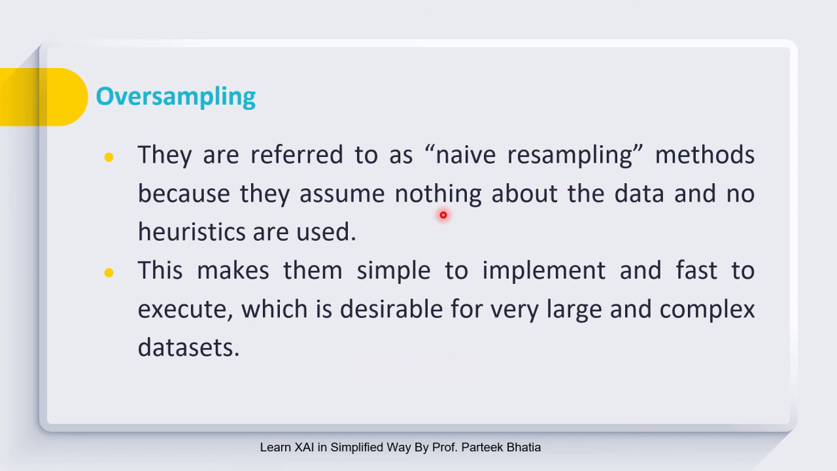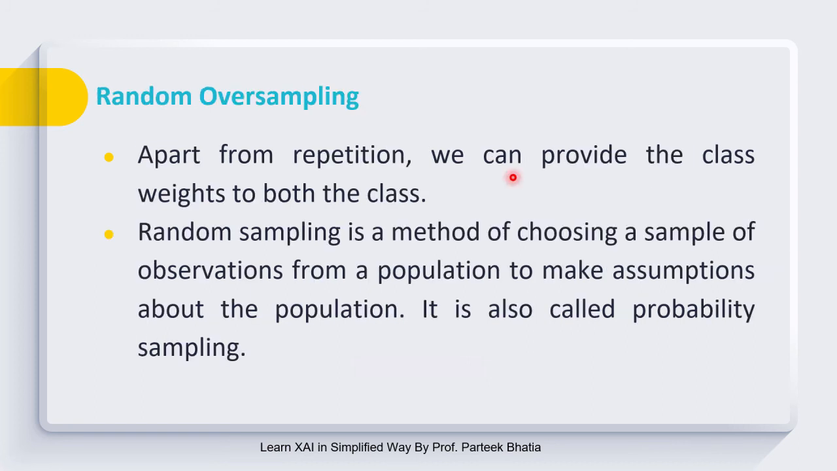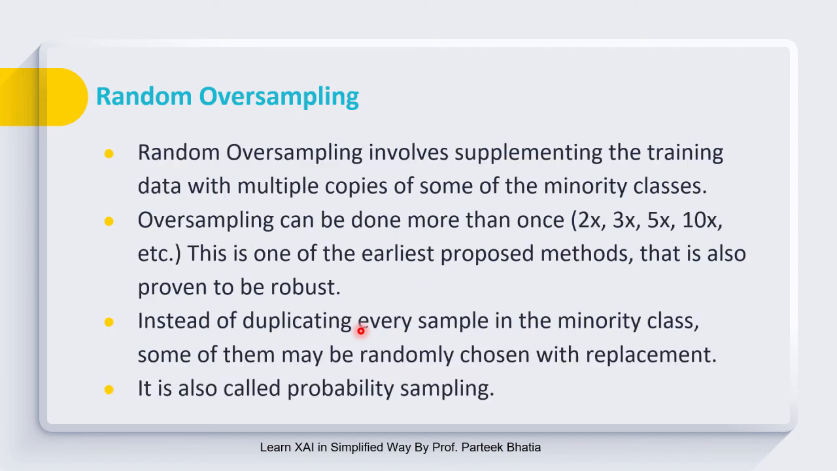In this, we are not assuming anything about the data. We are generating the data points completely randomly. This makes oversampling a very simple and fast-to-implement approach. To make the repetition more logical, sometimes we can assign weights to the class. And random sampling is one such technique, where we choose a sample of observations from a population to make assumptions about the population, and it is also called probability sampling.